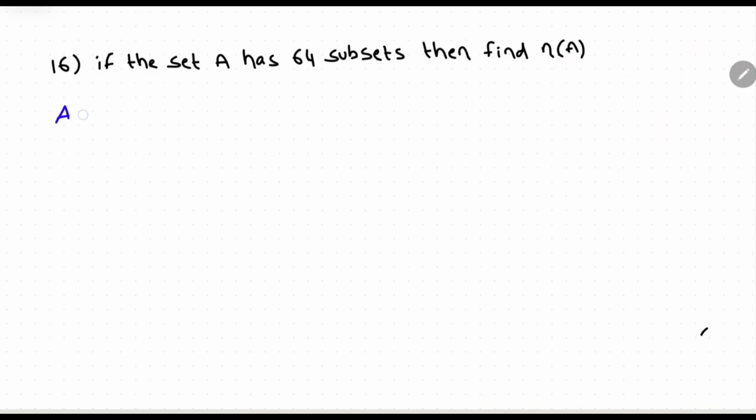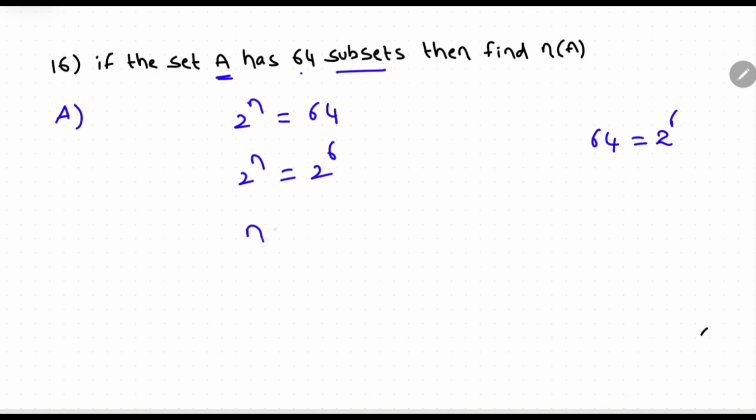Now in the given problem we have a set A, it is having 64 subsets. So 2 to the power n equals 64. It is the formula for the subsets. So 2 power n equals 64 can be written as 2 to the power 6. Therefore n equals 6. So number of elements of A equals 6. That's it.